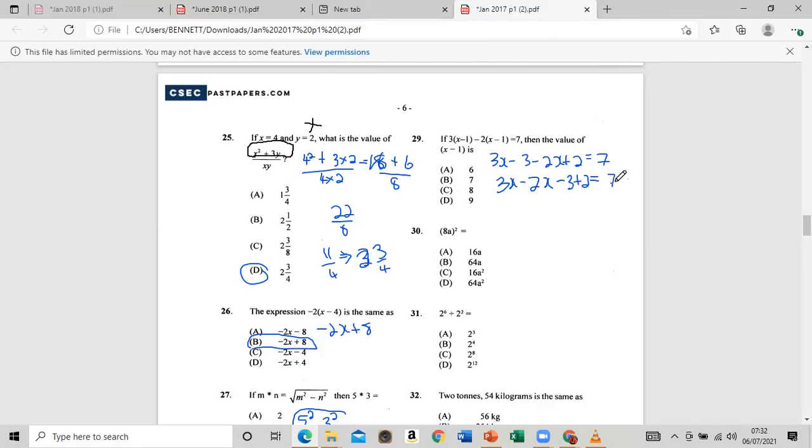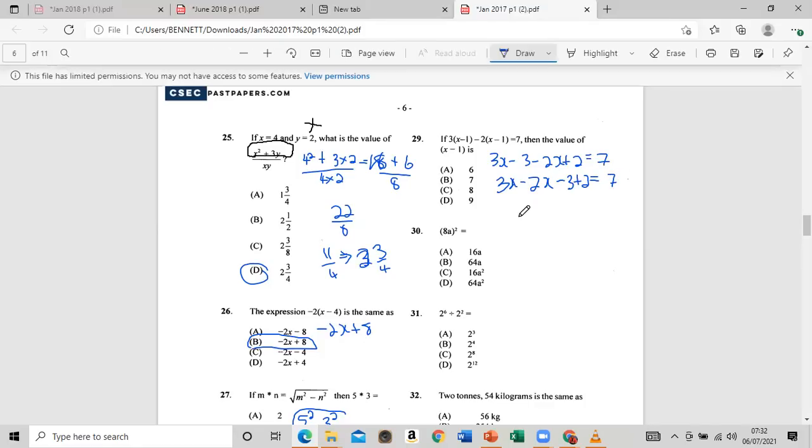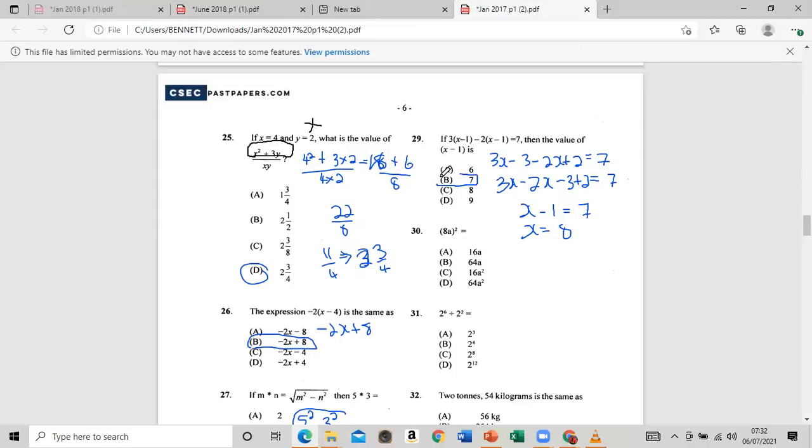So this gives me x minus 1, and that is equal to 7. So therefore, x is equal to 8. Now what did they ask for? x minus 1. So 8 minus 1 gives us 7. Read the questions very carefully, guys, because they can be a bit tricky. Look for what they ask. Write out what they ask for.